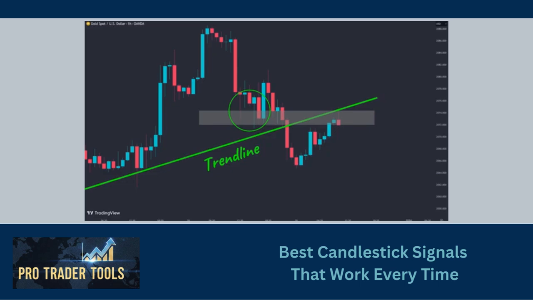Now as we approach this level, we have shrinking candles showing a bullish momentum loss and a long wick candlestick formation rejecting this area and the back of the trend line, which is a great sign to open a sell position at this level.